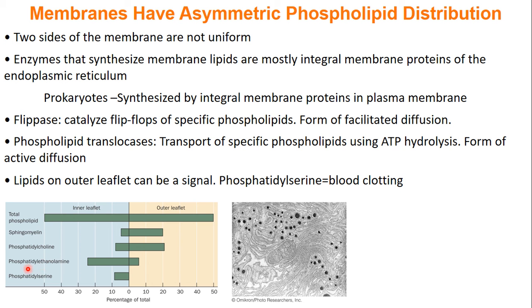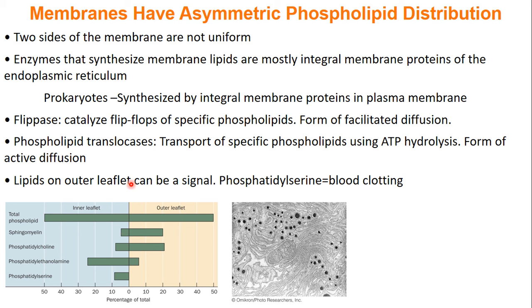So if we look at phosphatidylethanolamine, most of it's on the cytoplasmic side. Some of it's on the outer side. So flippase could flip phosphatidylethanolamine energetically, like for free, because of concentration. There's so little on the outer leaflet, it's energetically free. We have phospholipid translocase, so that will transport specific phospholipids using ATP. That's active transport. And so sphingomyelin, a lot of it's on the outside. You might have a translocase for that.